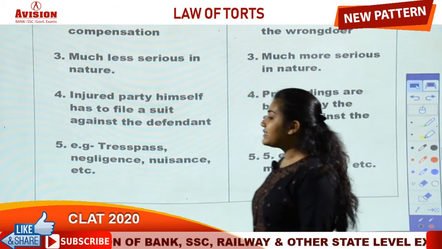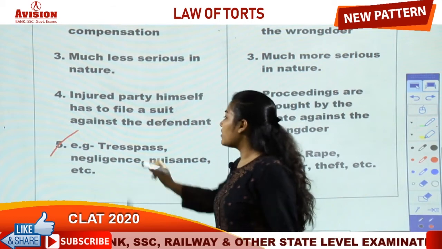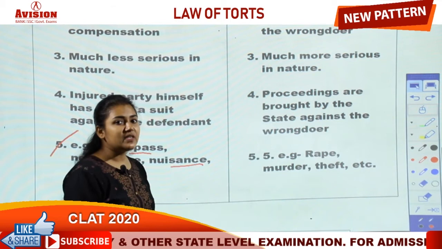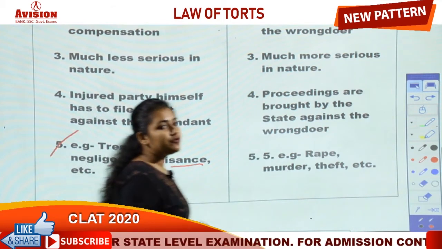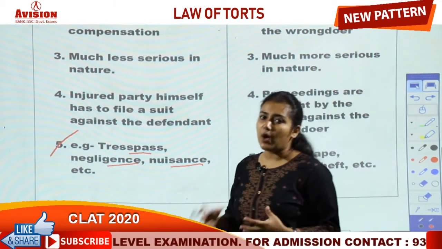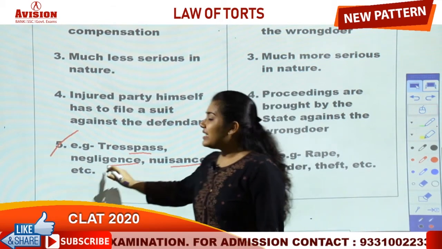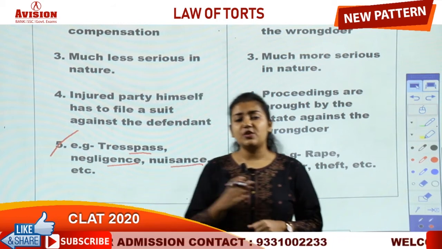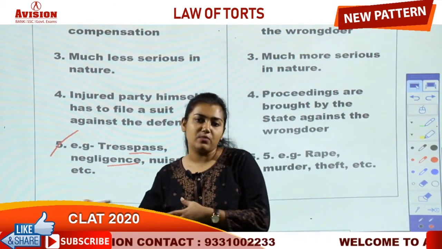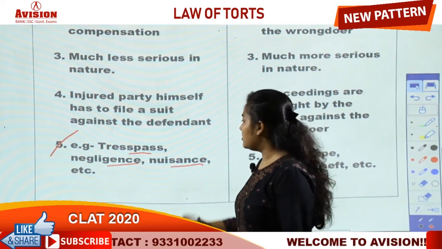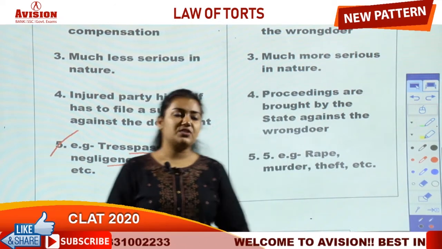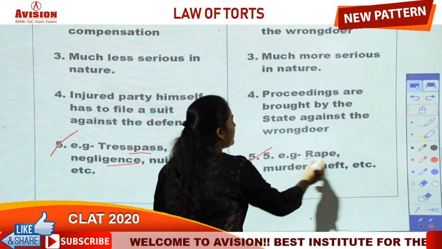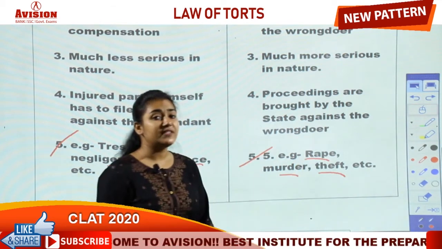Next, you can see the examples. Examples of civil wrong are trespass, negligence, nuisance. Trespass means forcefully entering into somebody's property or land. Negligence means if you are negligent in your behavior and your negligence causes harm to somebody else. Nuisance, we have already discussed. Number 5 is rape, murder and theft. These are all serious crimes in nature.